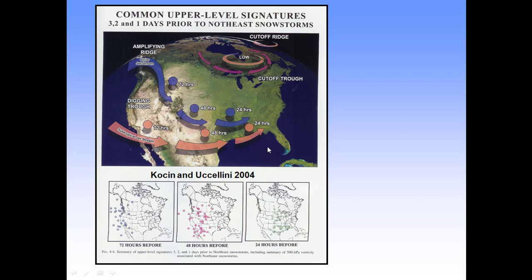So here we have the polar jet stream, we have the subtropical jet, and there's usually some kind of cutoff trough or cutoff low that spins in southern Canada or just north of the Great Lakes. And this usually is a piece of the polar vortex, typically.